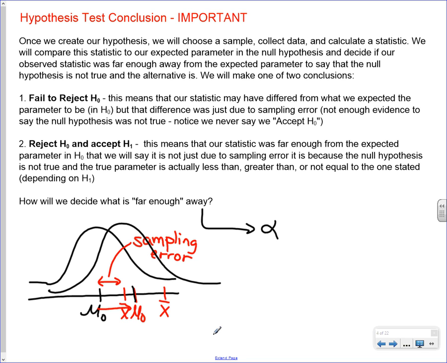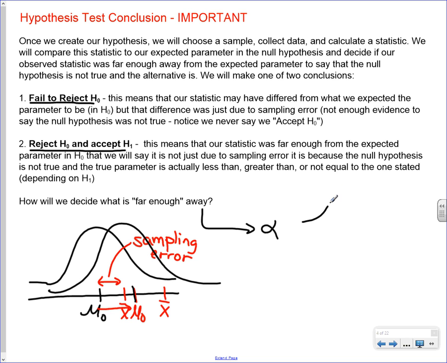So at the end, after we do all our tests and calculate a p-value, some probabilities, all that stuff that we're going to talk about later on, we're going to make one of two conclusions. We're going to fail to reject the null, okay, or we're going to reject the null and accept the alternative. If we fail to reject the null hypothesis, that means that our statistic may have differed from what we expected, but that difference was just due to sampling error. So there wasn't really a statistically significant difference. So maybe they were off a little, but we know every sample is going to produce different results, and it looks like that difference was just due to sampling error.